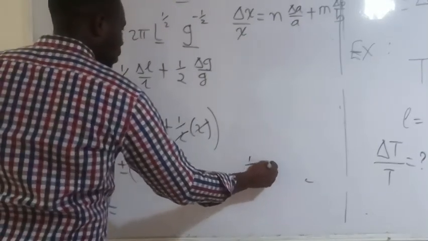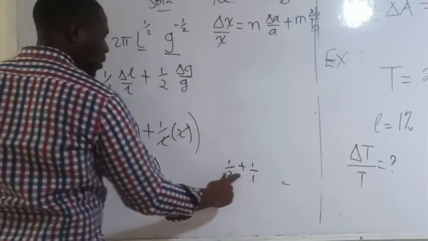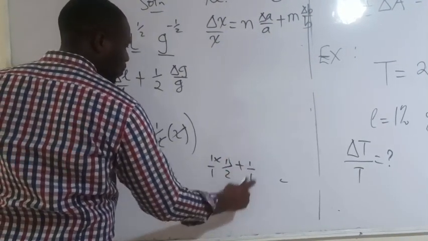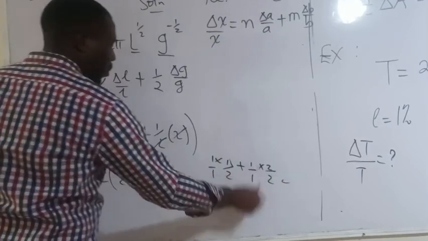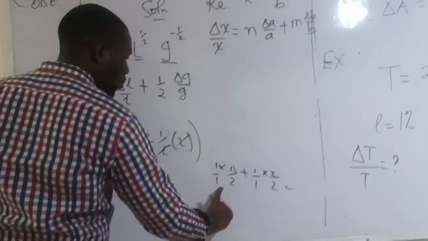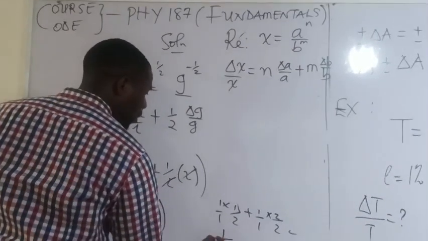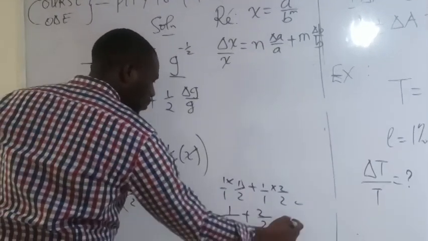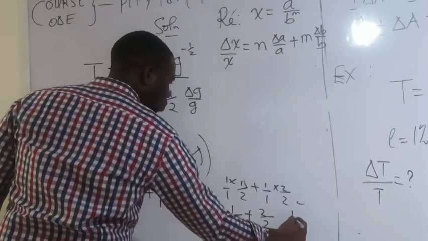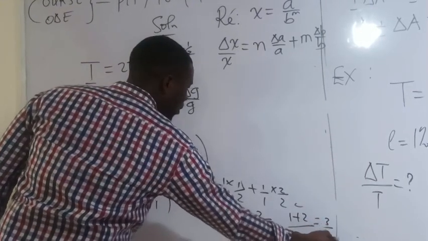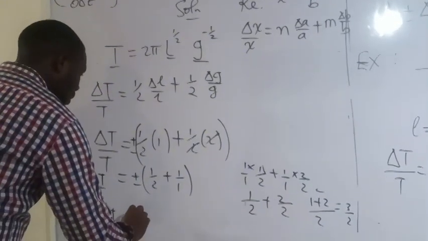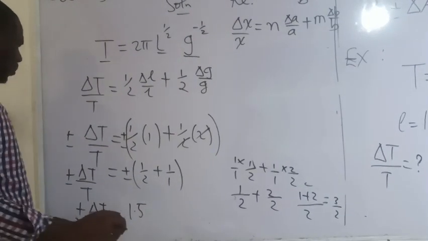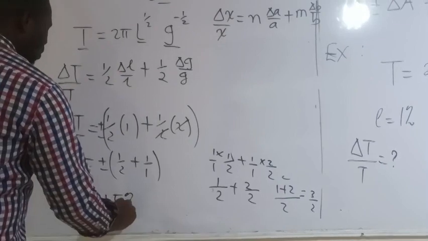So the fractional error in the time period would be half plus 1. This is half plus 1 over 1. Take the LCM, or just multiply this term by 1 over 1, and multiply this by 2, both the numerator and denominator, just to make the denominators the same. So this is 1 over 2 plus 2 over 2. So I have a common denominator now, then I could just sum what I have upstairs. That is 1 plus 2 over 2, which is 3 over 2, that's 1.5. So the fractional error in the time period is 1.5%.